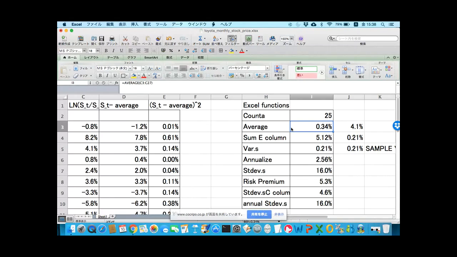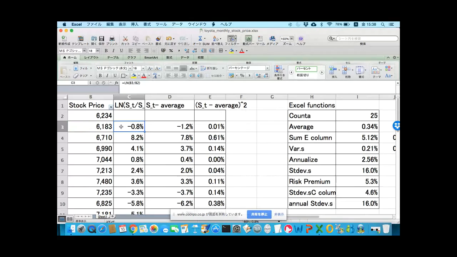So 0.34% times 12 would be 4.1%, right? Like this. Let me calculate. 0.34 times 12, 4.1%. But we just use this average of 0.34 and calculate the difference between each growth rate here and the average here. The result would be in column D.